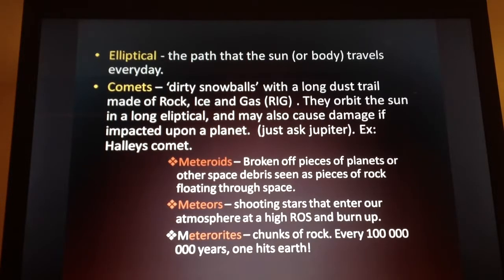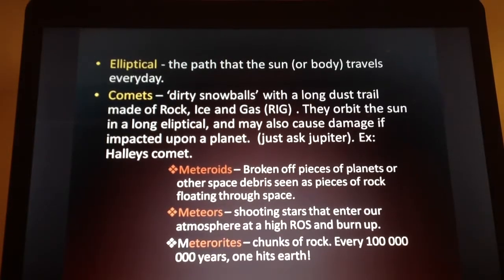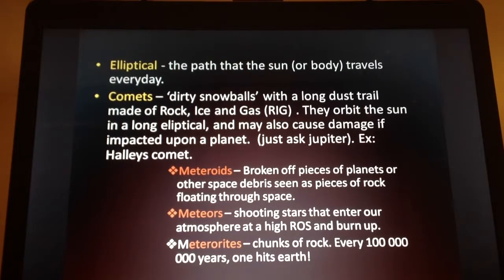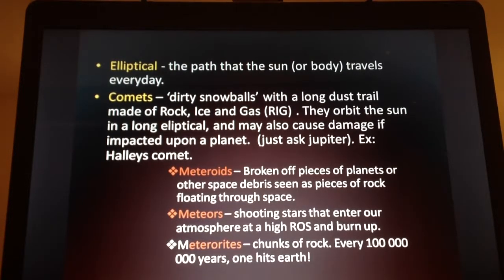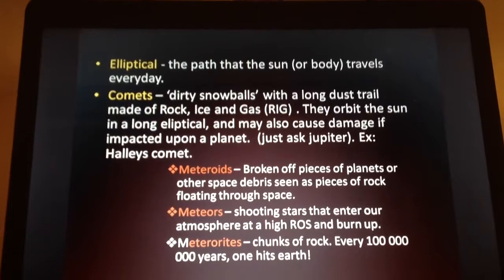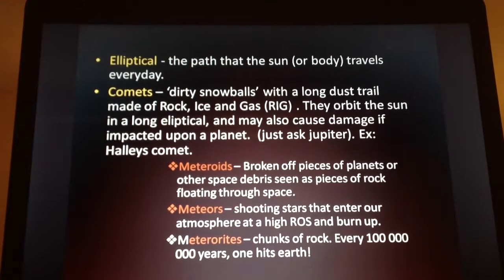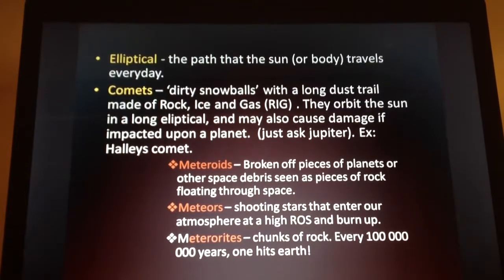Now there's three types: meteoroids, meteors, and meteorites. It's a little tricky to remember because they're so close, but let's give it a shot. Meteoroids are broken off pieces of planets or other space debris seen as pieces of rock. So it's bigger. Think of meteoroids as bigger than meteors because the word is bigger, it's more letters.